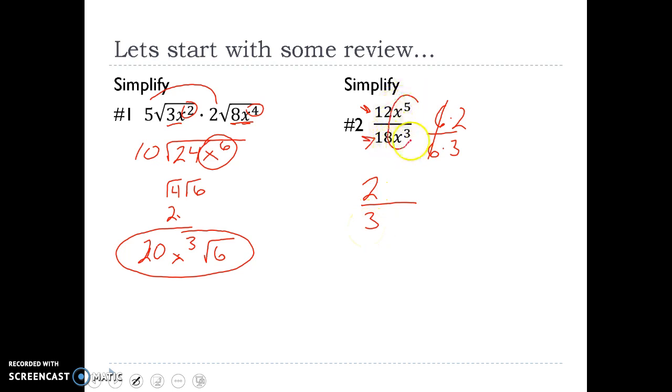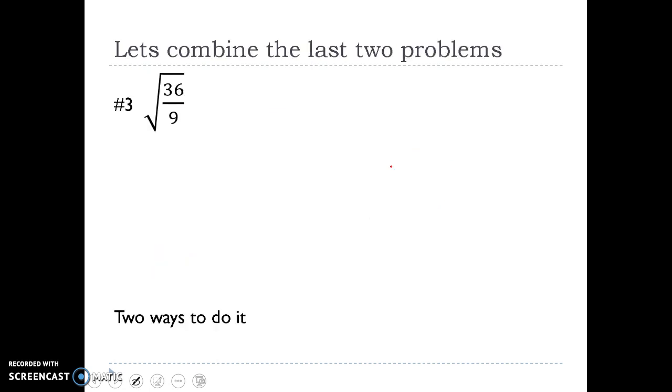But then I want to simplify x to the 5th over x to the 3rd. So a couple ways we can think about this. Remember, one way that we've done this in the past is we've had 5 x's on top and 3 x's on the bottom. And these 3 x's on the bottom can wipe out 3 x's on the top, and I've got 2 x's left over on the top. Or I can just simply subtract the exponents. 5 minus 3 is 2. So it's 2x squared divided by 3. And that would be how we would simplify this.